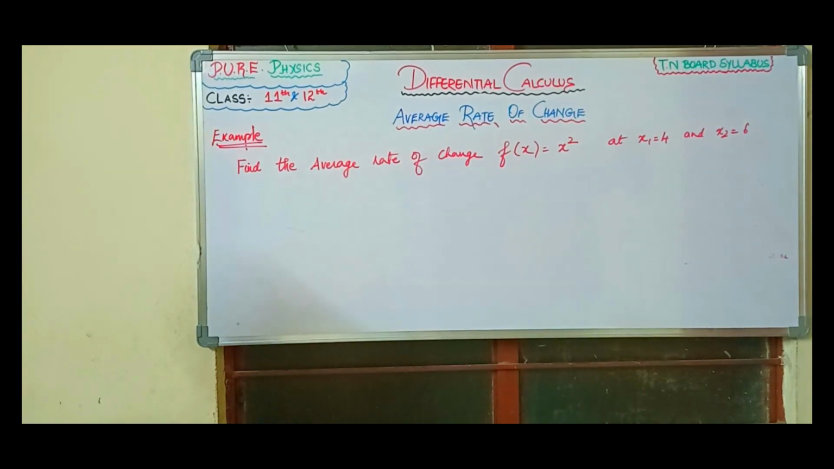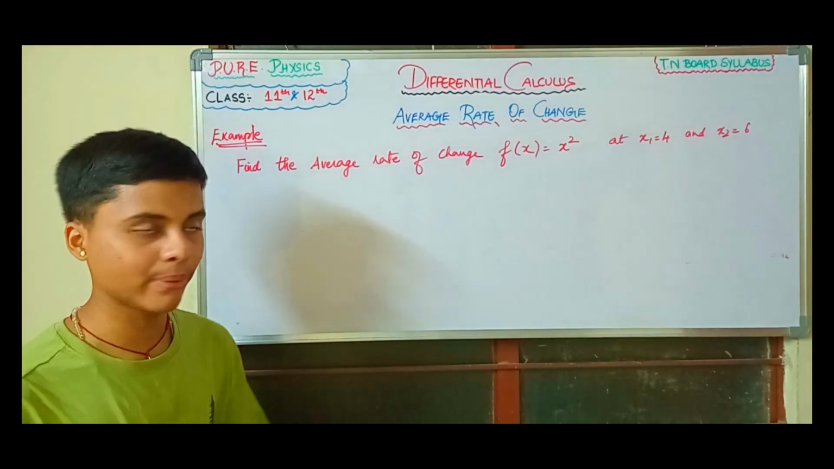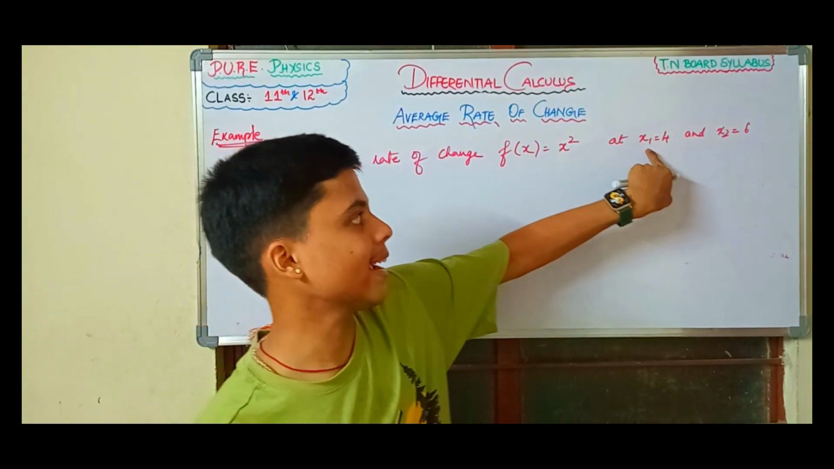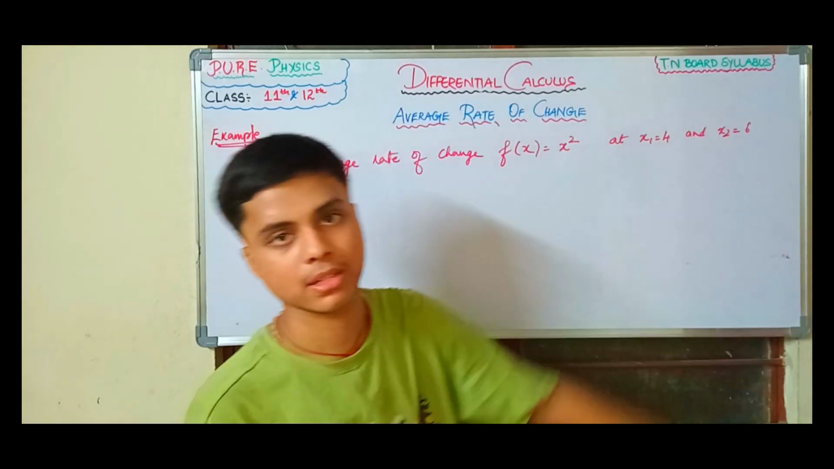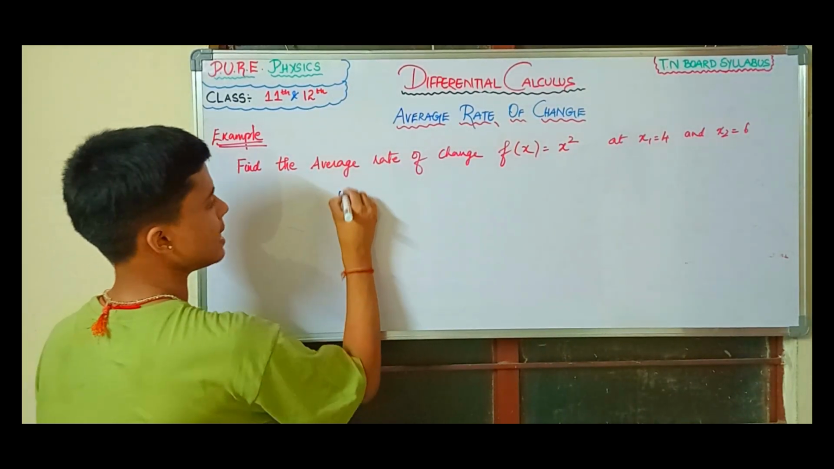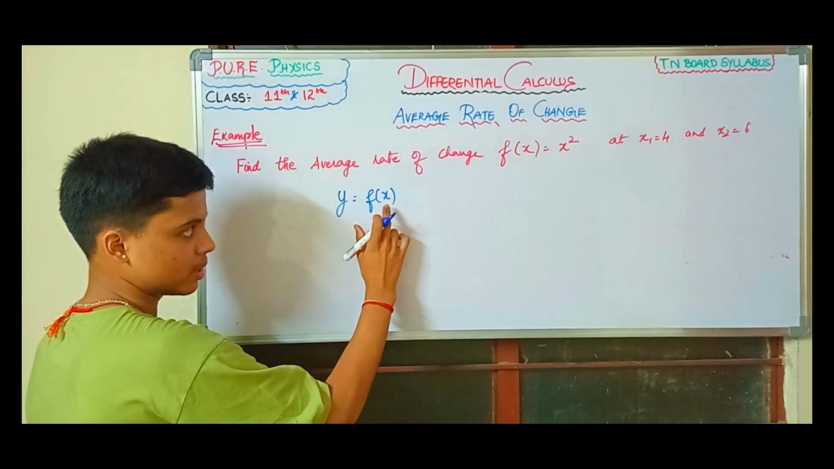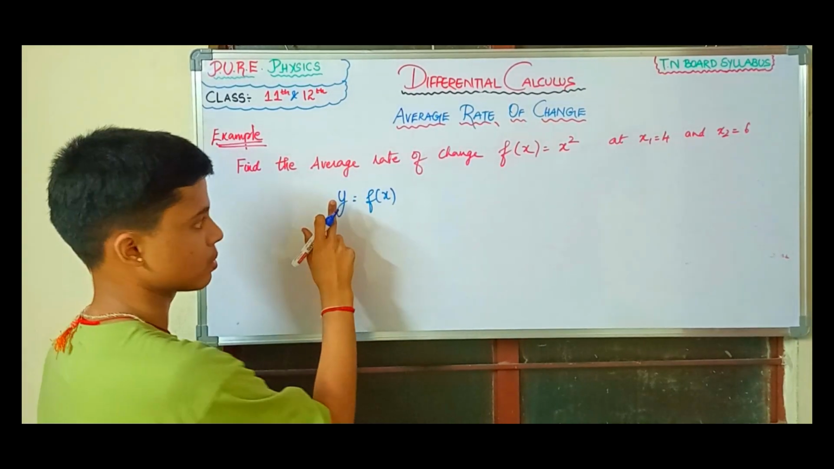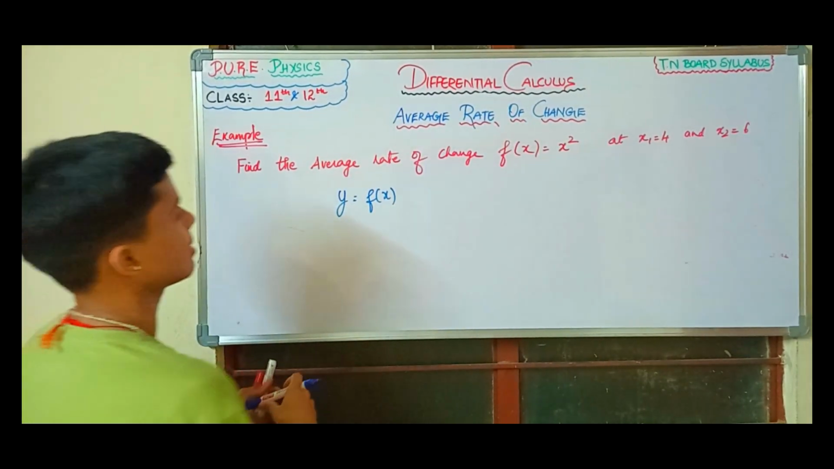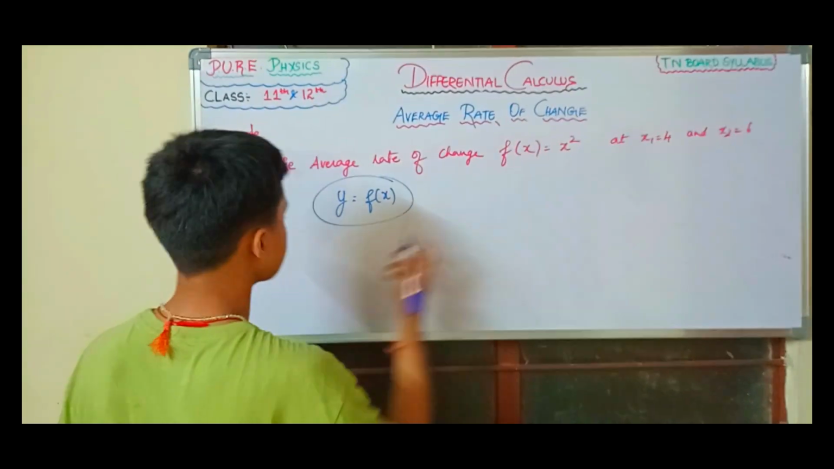The question is, find the average rate of change. They have given me an equation, f of x is equal to x square, at x1 equal to 4 and x2 equal to 6. Now this f of x we represent by y is equal to f of x, because whenever the x value changes, the y value also changes. So y is dependent on f of x. I'm going to substitute the values of x.